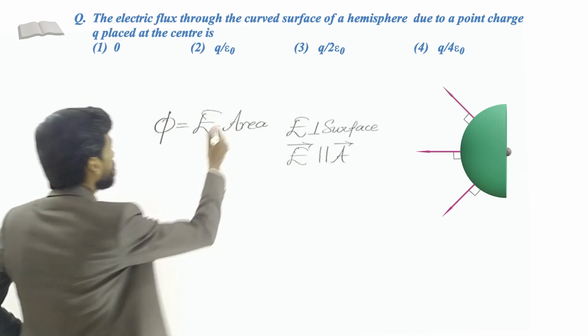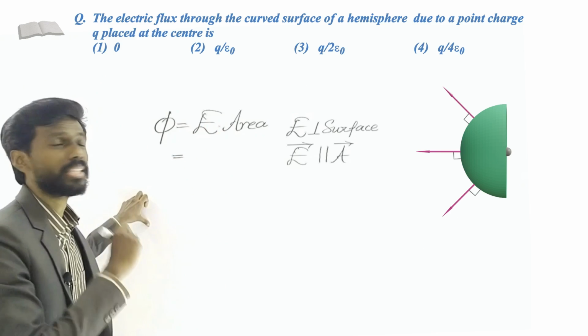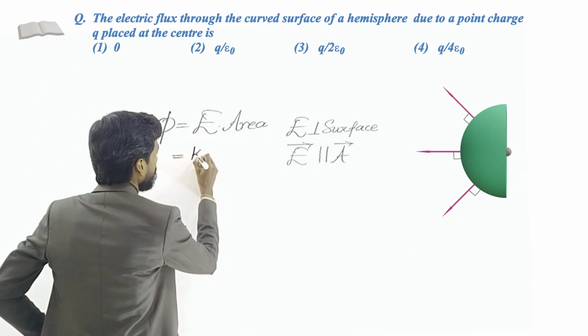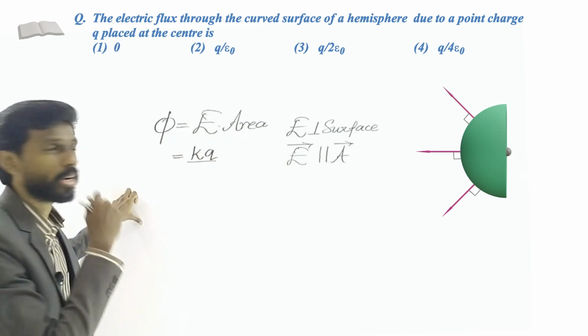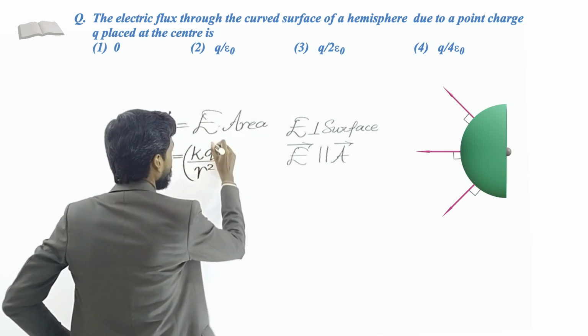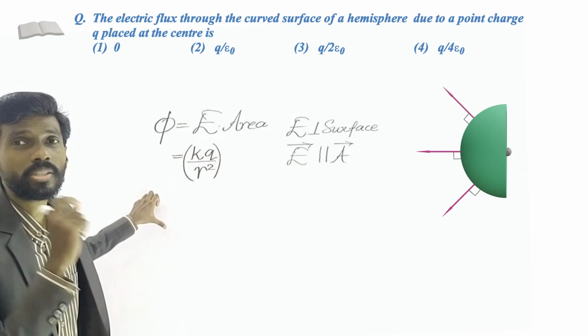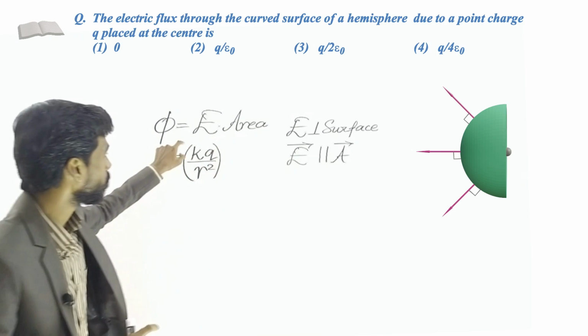Alright, what is the electric field due to that point charge? For a point charge, the electric field is kq divided by r square, where r is the distance, so that is the radius only. So that is the electric field. This magnitude is constant because the distance is always fixed, r is fixed.